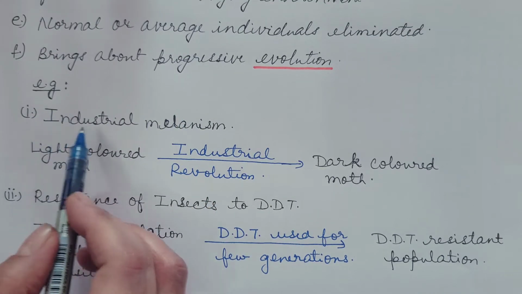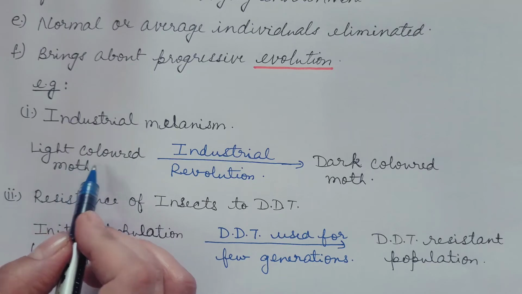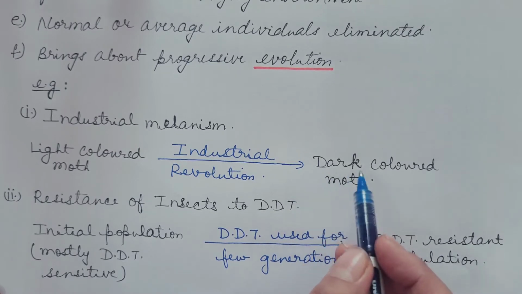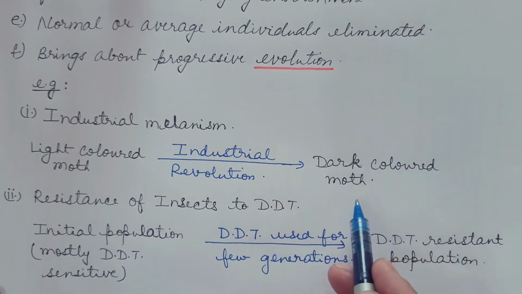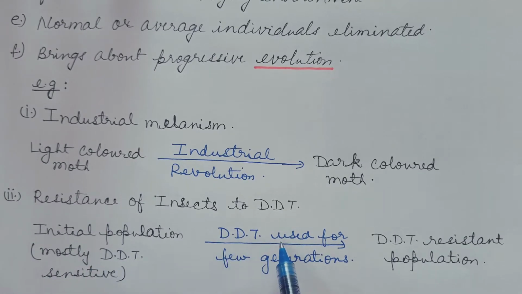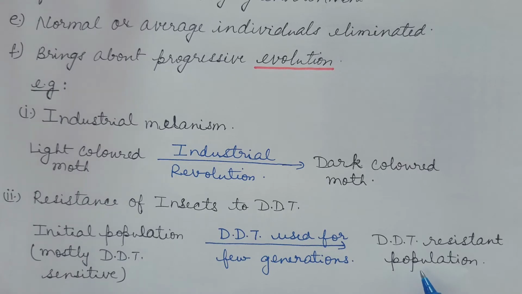Example, industrial melanism. Earlier, before the selection, in the population there was more frequency of light colored moth. With the industrial revolution, the population shifted and now there is more frequency of dark colored moth in the population. Second is resistance of insects to DDT. Initially in the population they were mostly DDT sensitive insects. With the continuous use of DDT for few generations, the populations shifted to DDT resistant. Now there are more frequency of insects that are DDT resistant in the population.